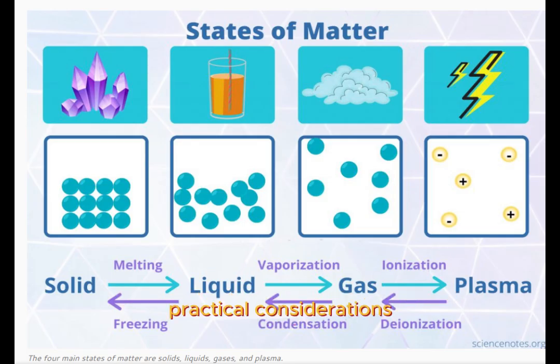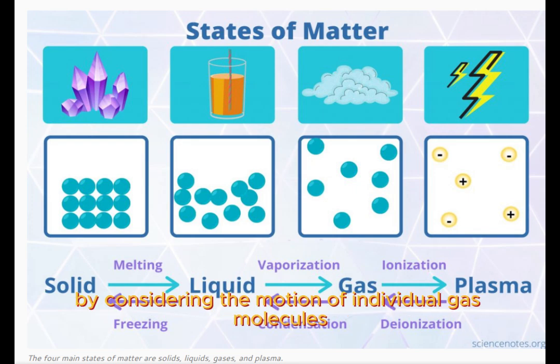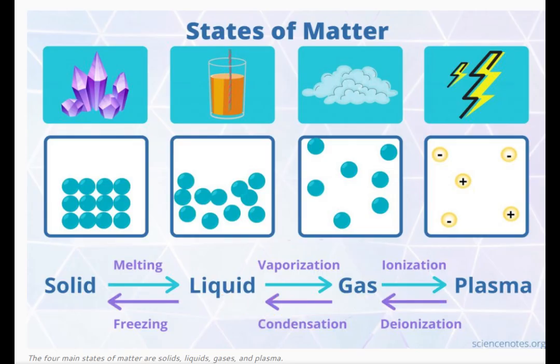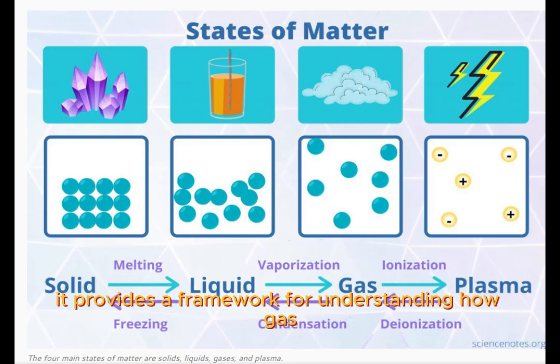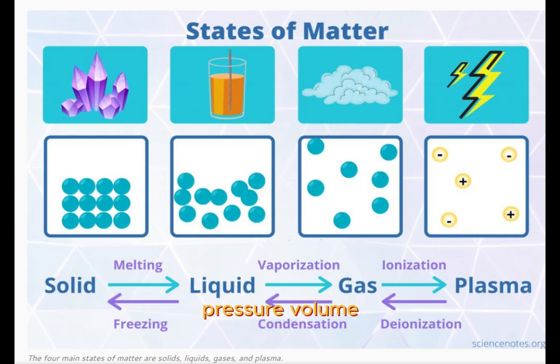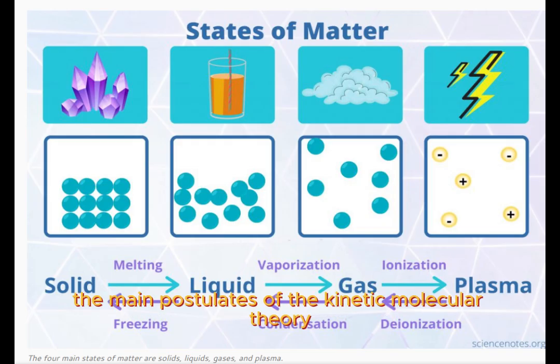1.1.2 Practical considerations to the kinetic theory of gases. The kinetic molecular theory of gases explains the behavior of gases by considering the motion of individual gas molecules. It provides a framework for understanding how gas pressure, volume, and temperature are related based on the microscopic interactions and motion of gas particles. Here's a practical explanation of the main postulates of the kinetic molecular theory.